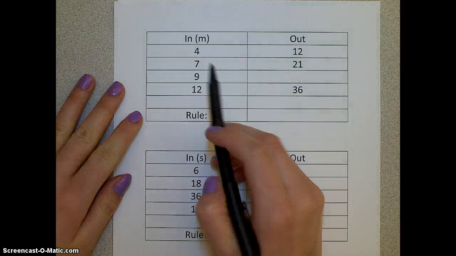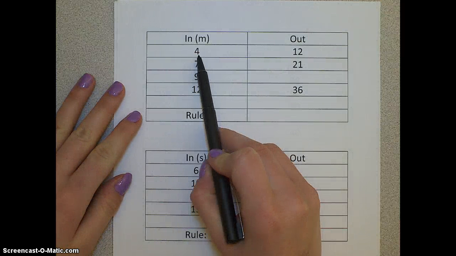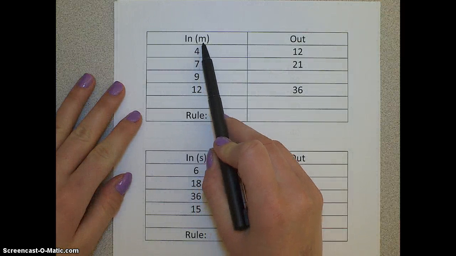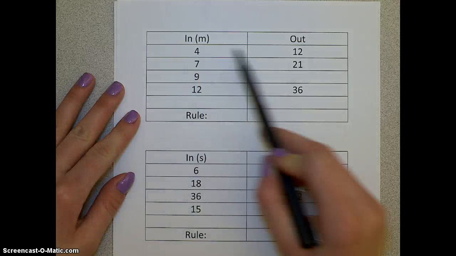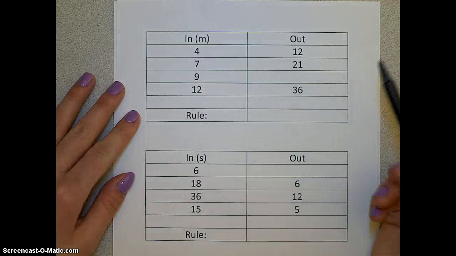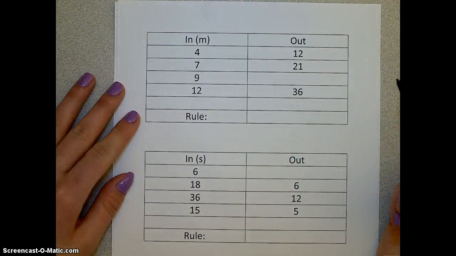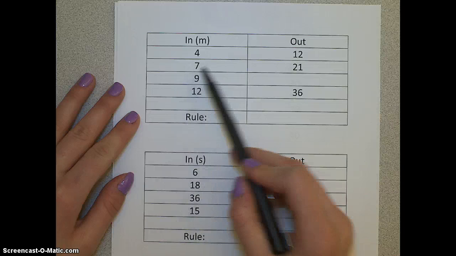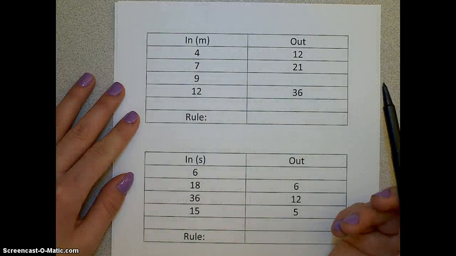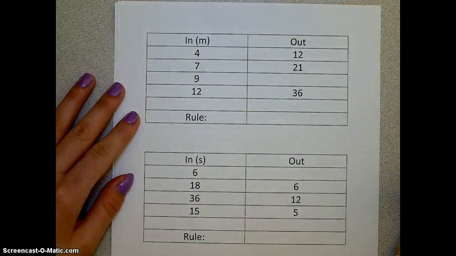All right, my number comes in as 4. The variable representing the in is m. It goes in as 4 and out as 12. I noticed my number got bigger. So I remember my tips: it's either addition or multiplication. In as 7, out as 21. So again, the number is getting bigger.